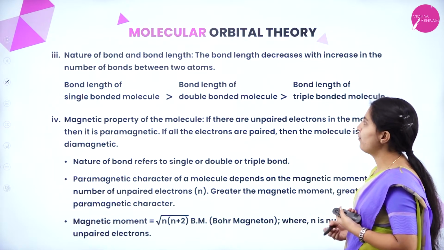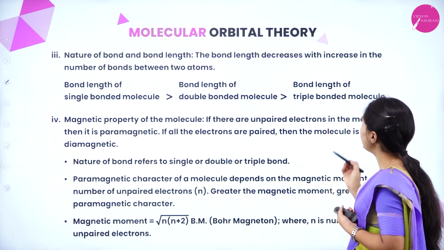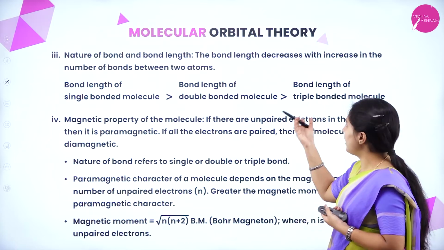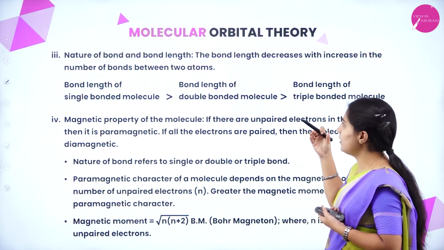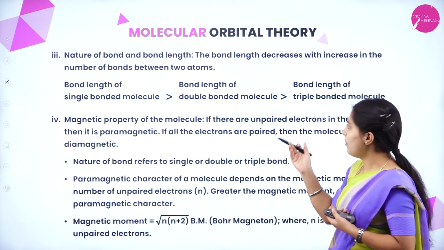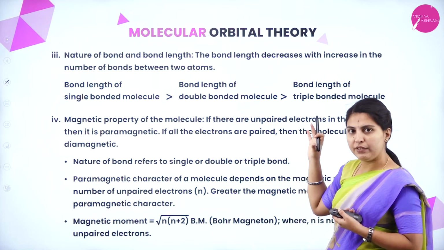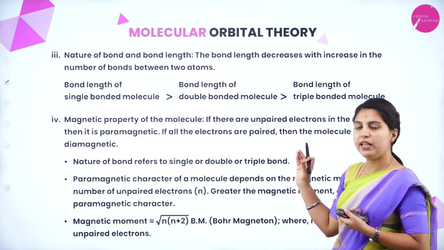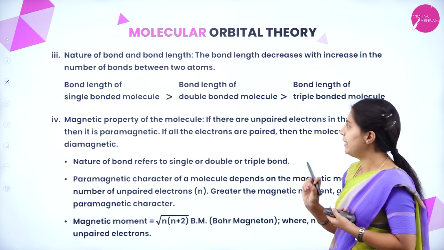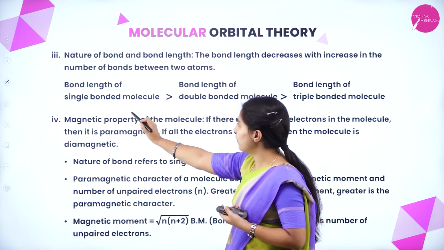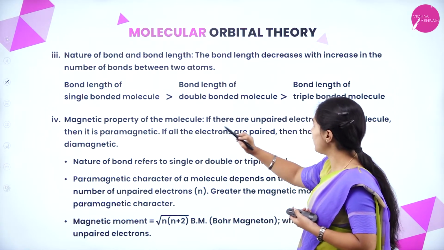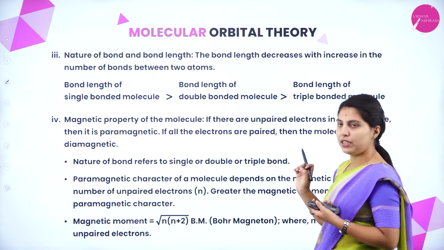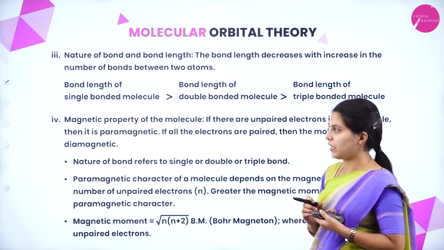Next one, nature of bond and bond length. The bond length decreases with the increase in the number of bonds between two atoms. A single bond means the bond length will be very high, a double bond means in the middle, and a triple bond means the bond length will decrease. See here, bond length of a single bond is more, bond length of a double bond is in between, and bond length of a triple bond is the least. That's why they are contradictory characters.